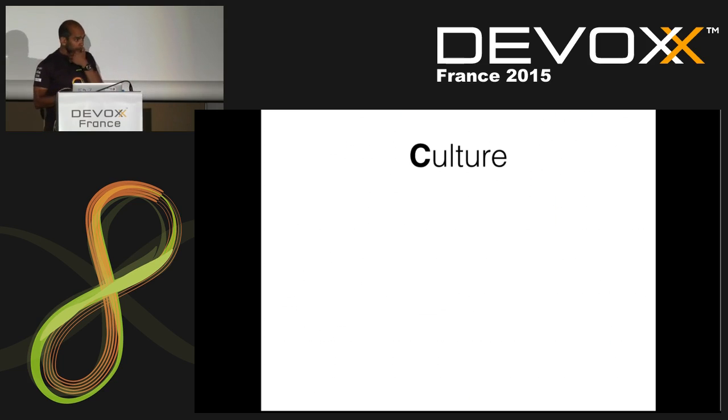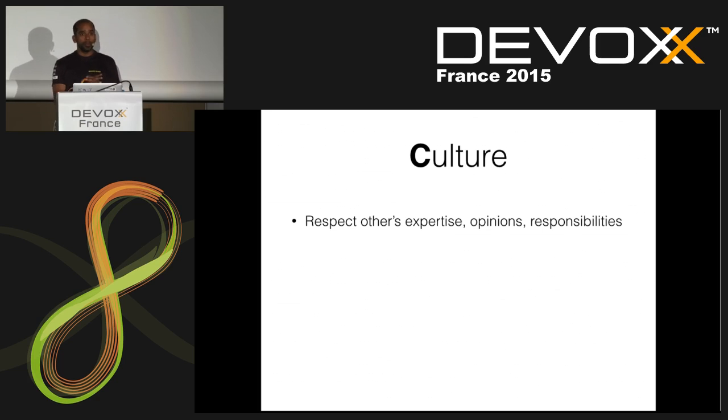Culture. This is the most difficult part of implementing DevOps in the organization. Very, very fundamental points, human fundamental points, but again, very, very difficult to achieve. You have to respect each other's expertise and opinions. When a dev tells an ops person that, you know what, the kind of infrastructure you're setting up is not going to scale for our needs, you've got to understand that, listen to that.